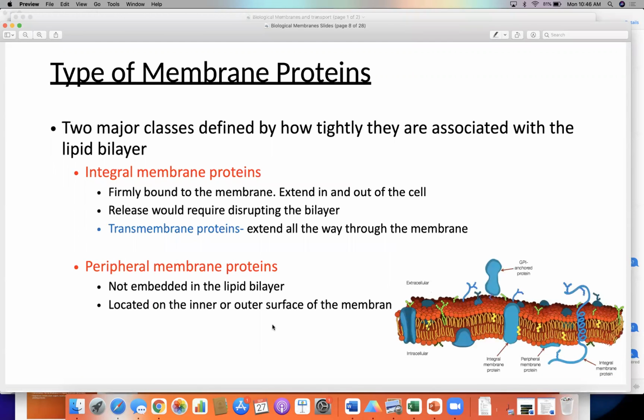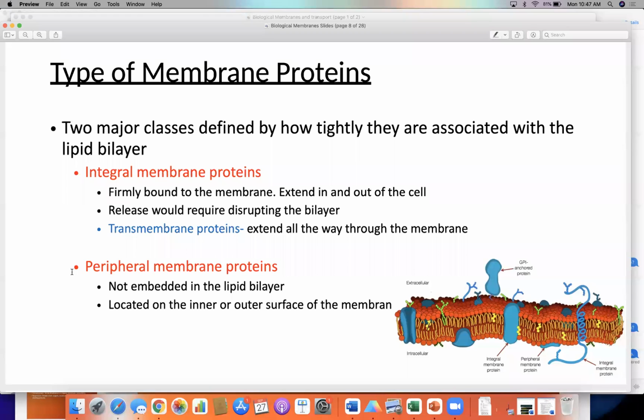Real quick, let's look at two types of membrane proteins, and we'll stop here today. Two major classes of proteins are defined by how tightly they are associated with the lipid bilayer. I mentioned before, if you did any quick Google search of a cell membrane, you're going to see this lipid bilayer with proteins embedded throughout. Depending on where and how these proteins are embedded in the membrane, we can define them as either integral or peripheral. Integral proteins and peripheral proteins.